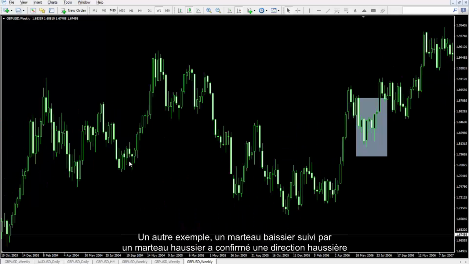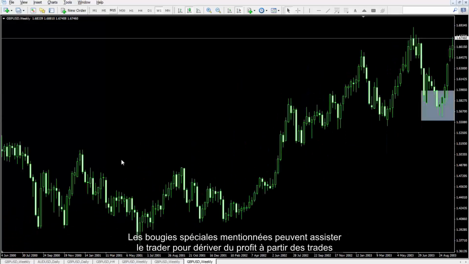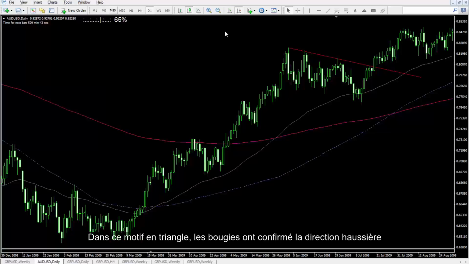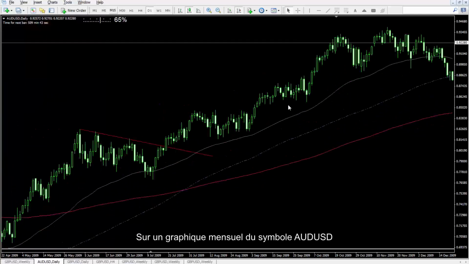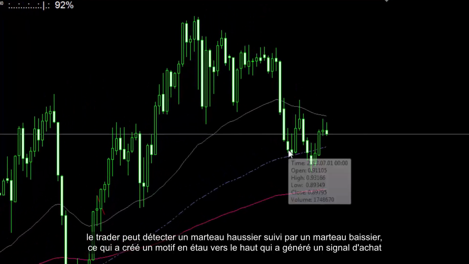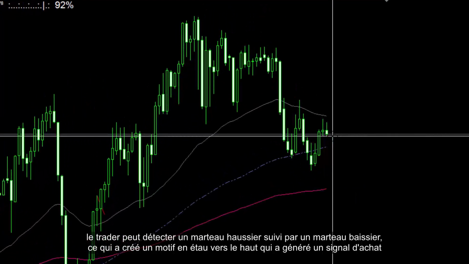Another example, a bearish hammer followed by a bullish hammer confirmed an upward direction. A hammer on an upward trend generated a buy signal. The mentioned special candles can assist a trader to derive profit from trades. In this triangle pattern, candles confirm the upward direction. On a monthly chart of Australian against US dollar symbol, a trader can detect a bullish hammer followed by a bearish hammer, which created a tweezers top pattern and has generated a sell signal.